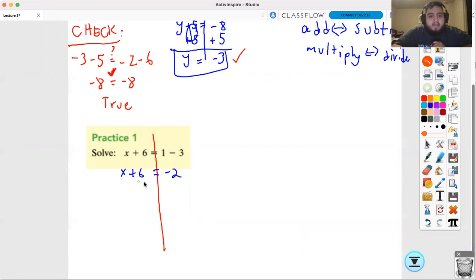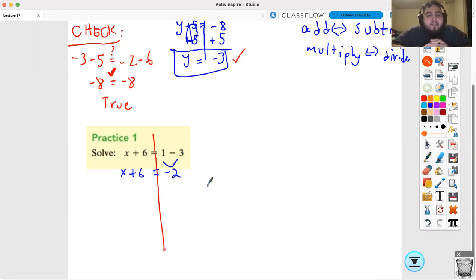Y'all with me on this step that x plus 6 equals -2? All we did was combine these two. Okay, good. Now, remember, we're solving the equation, guys. We want to get x alone. So we have to do the opposite operation.